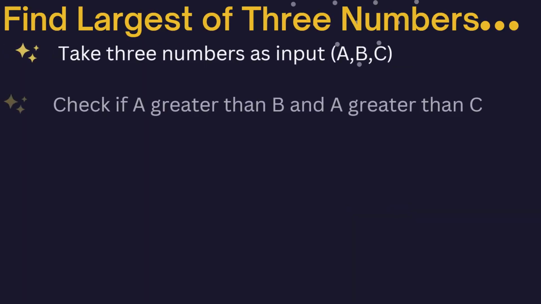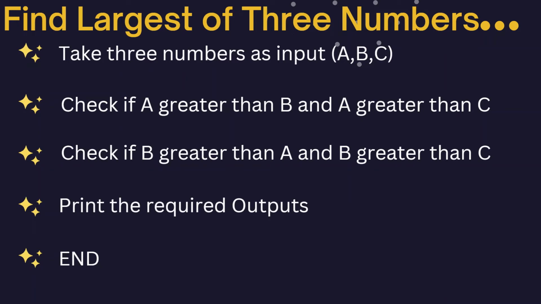At first, let's find the largest of three numbers, where we have to take three numbers as input and find the largest among them. Now, go through the algorithm. First, we will take three numbers as input, say A, B, and C. Then we will check whether A is greater than B and A is greater than C. Then we will check if B is greater than A and B is greater than C. Then we will print the required outputs.